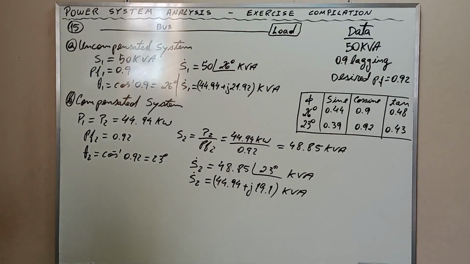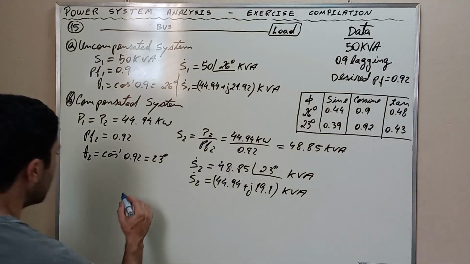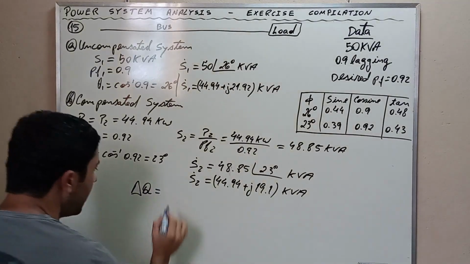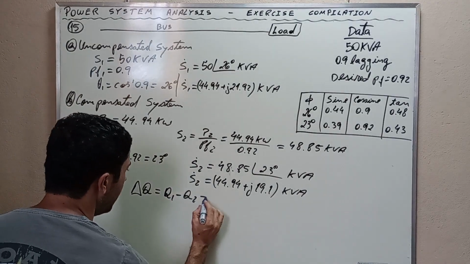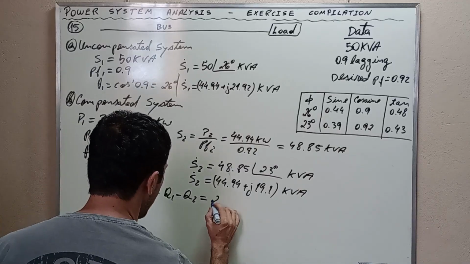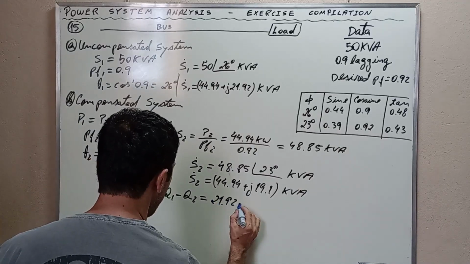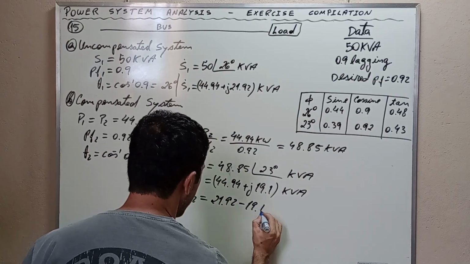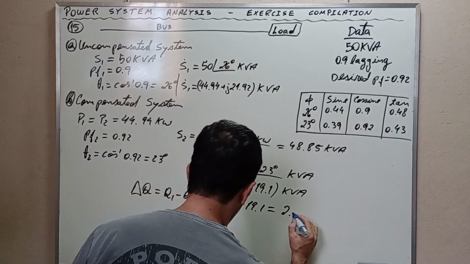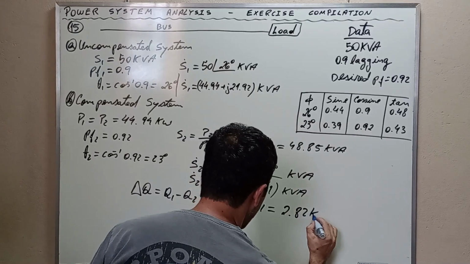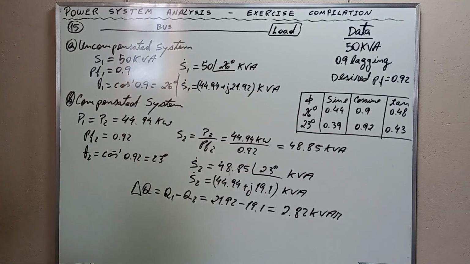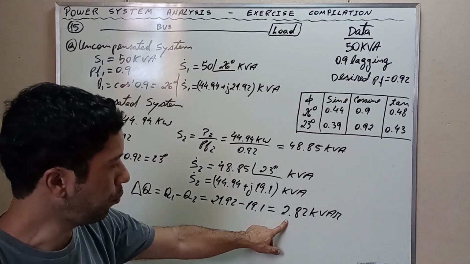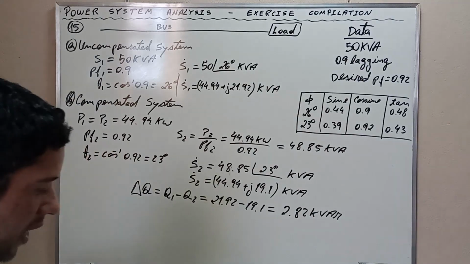The variation in reactive power is delta Q. The variation in reactive power is Q1 minus Q2, and this is equal to 21.92 minus 19.1, and this is equal to 2.82 kVAR. Alright? And what is the conclusion that we get? Therefore, the capacitor bank will need to supply 2.82 kVAR of reactive power.